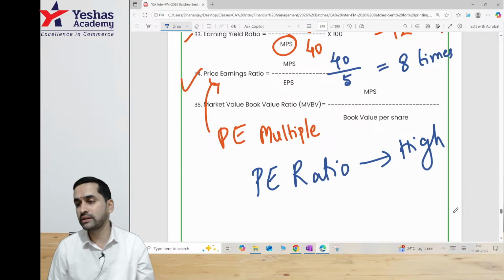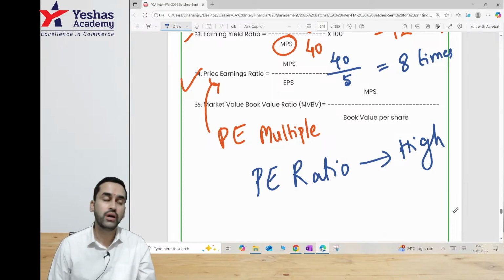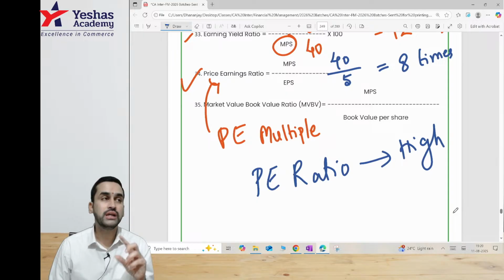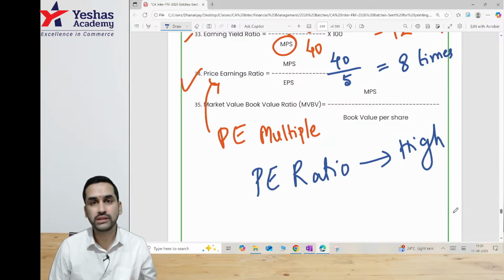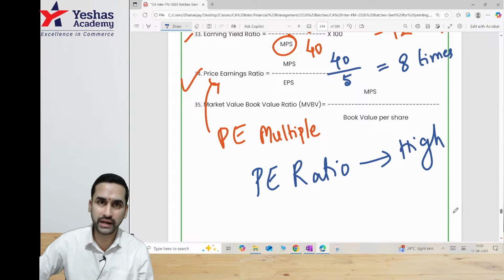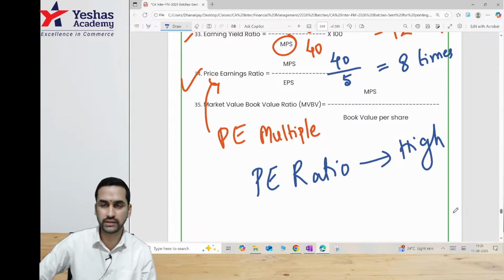Sir, is there something as ideal PE ratio? Answer is no. It is investors' willingness to pay. To earn 1 rupee EPS, some people are paying 10 rupee, some other company may be 12 rupee, some may be 45 rupee also. I will show you on screen some PE ratios. You will get some understanding how you should also check this.